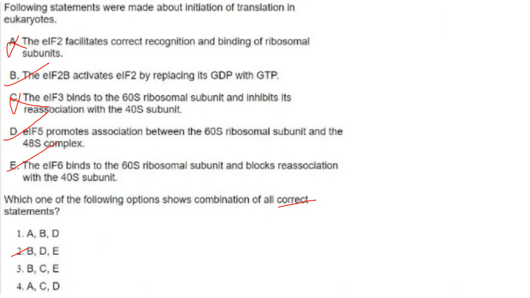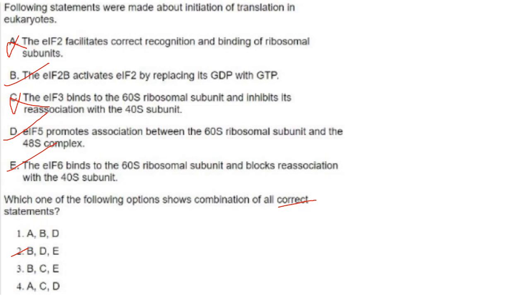Then the next one. The following statements are made about initiation of translation in eukaryotes. A: eIF2 facilitates correct recognition and binding of ribosomal subunits. But eIF2 guides initiator tRNA to the ribosome, so the first statement itself is not correct. You have to look for the combination of all correct statements. B: eIF2B activates eIF2 by replacing its GDP with GTP. That is correct.